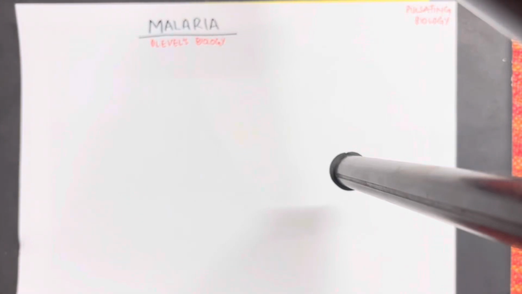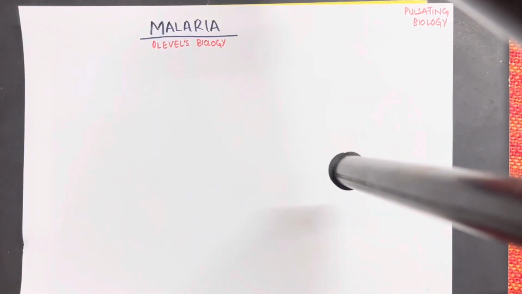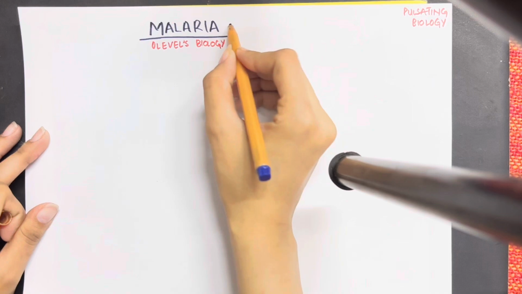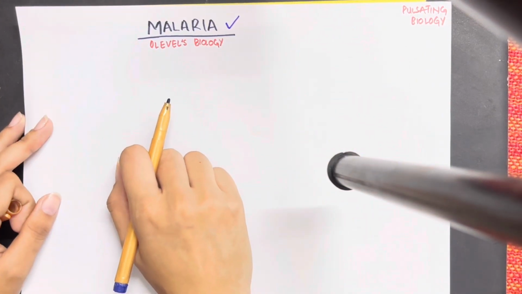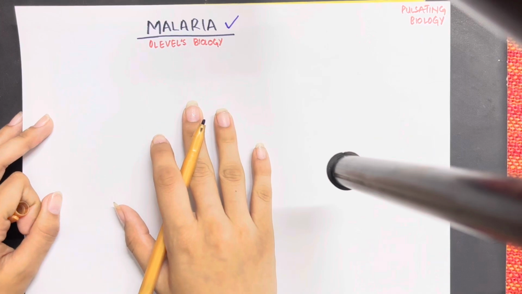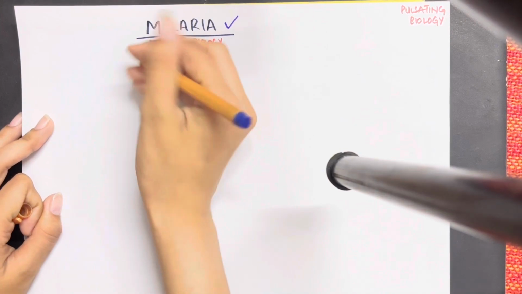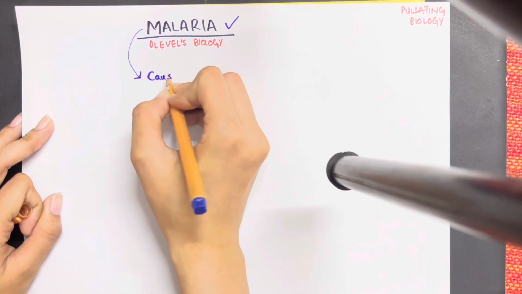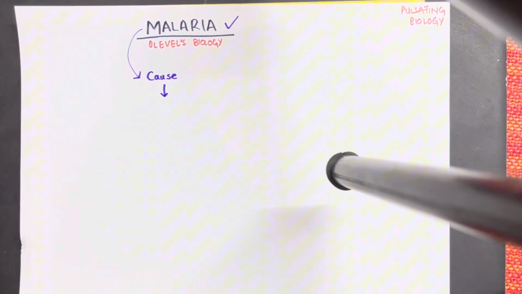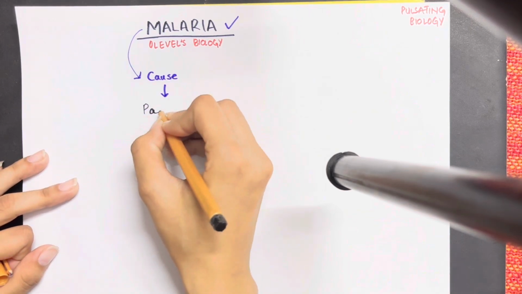Welcome to Pulsating Biology, and in today's video we are covering the topic of malaria for O-levels biology. Since we have covered most of the topics in the previous video, this time we are going to discuss malaria. Before discussing the disease, we are going to talk about the cause of the disease, which is termed the pathogen. Pathogens are those substances that are basically the cause of the disease.